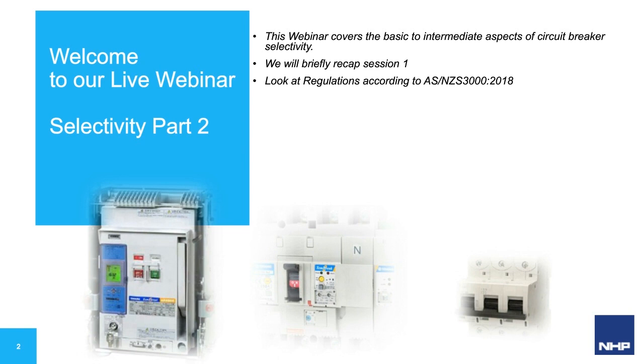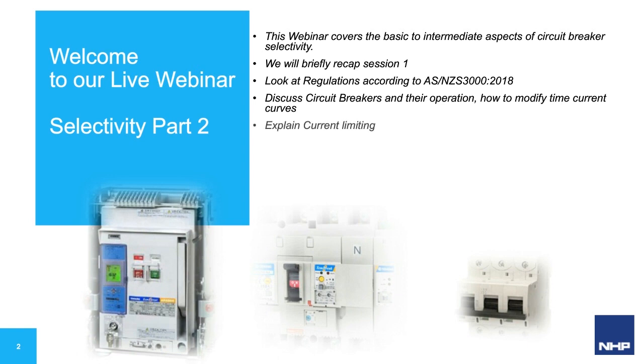We will explain the meanings of selectivity and cascading, including some of the expected behaviours of the protection, discuss how circuit breakers operate and how to modify their time current curves. We'll explain current limiting and the 3 methods used in determining how selectivity is achieved, and how in practical terms molded case circuit breakers, miniature circuit breakers and fuses operate under these conditions.